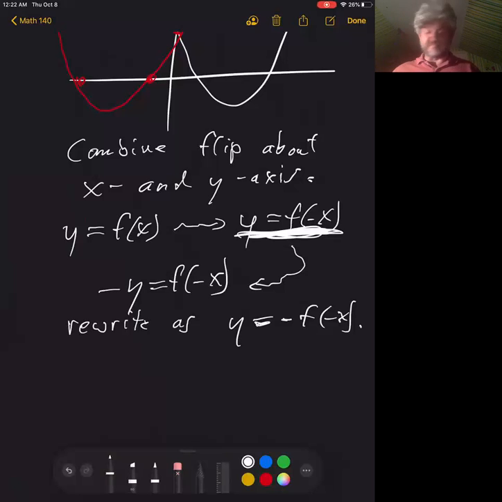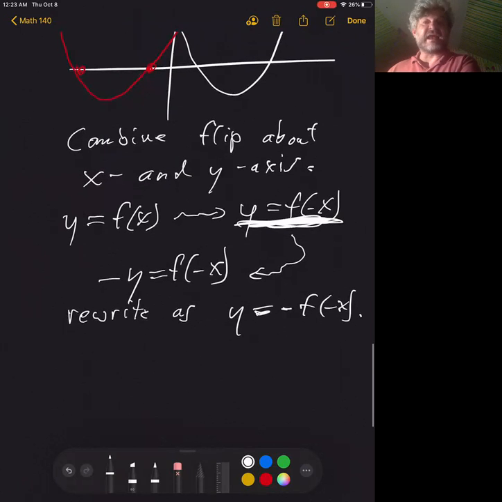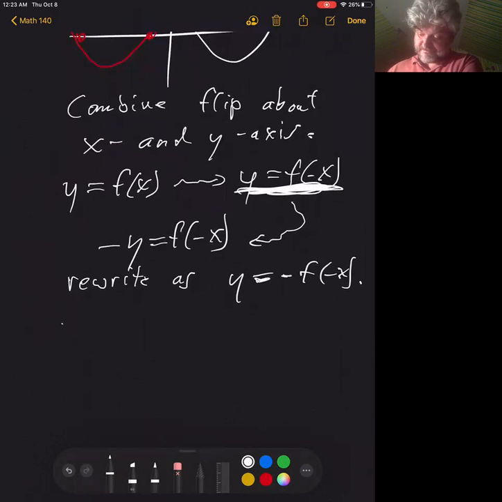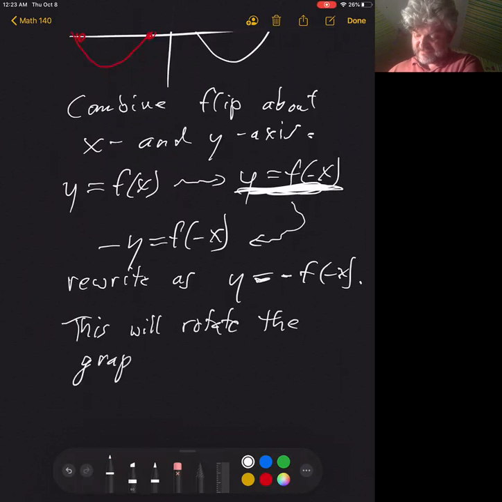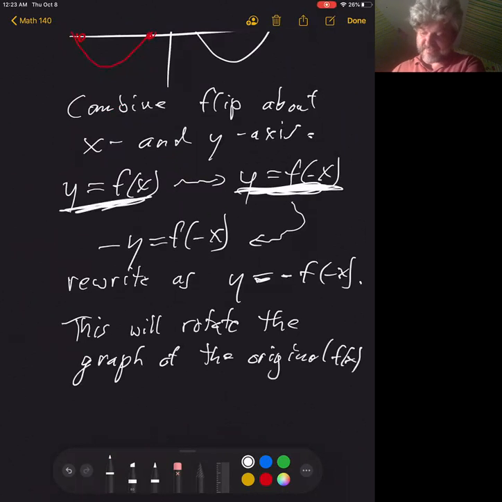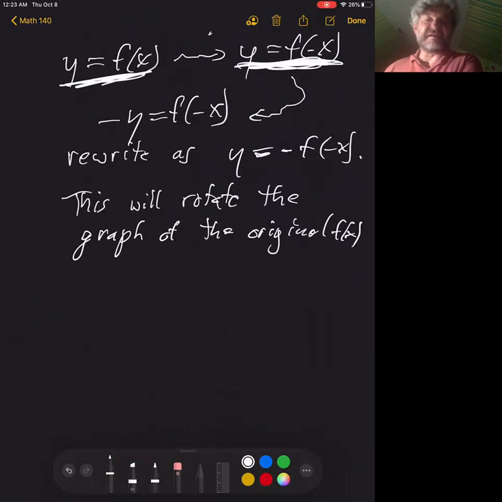So writing down this equation, that's it, okay? Combines the flips about the x and the y-axis, but geometrically, and that is a surprise probably for many of you, what happens is a rotation. This will rotate the graph of the original f of x that you started with, that one, by 180 degrees about the origin.